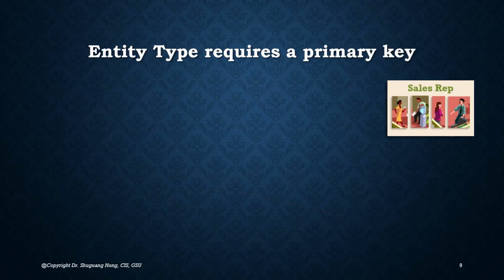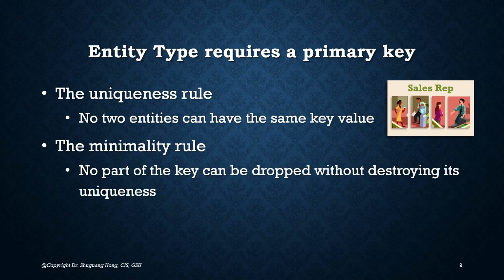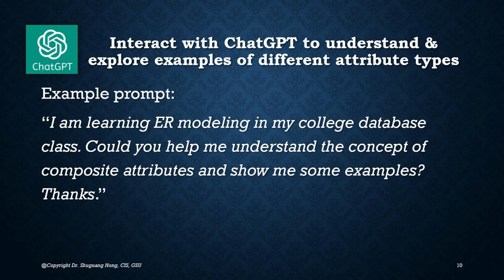Entity type requires a primary key. Like the relational data model, the ER model also requires that every entity type has a primary key field. The rules for the primary key are the same as those of the relational data model. The uniqueness rule: no two entities can have the same key value. The minimality rule: no part of the key can be dropped without destroying its uniqueness.